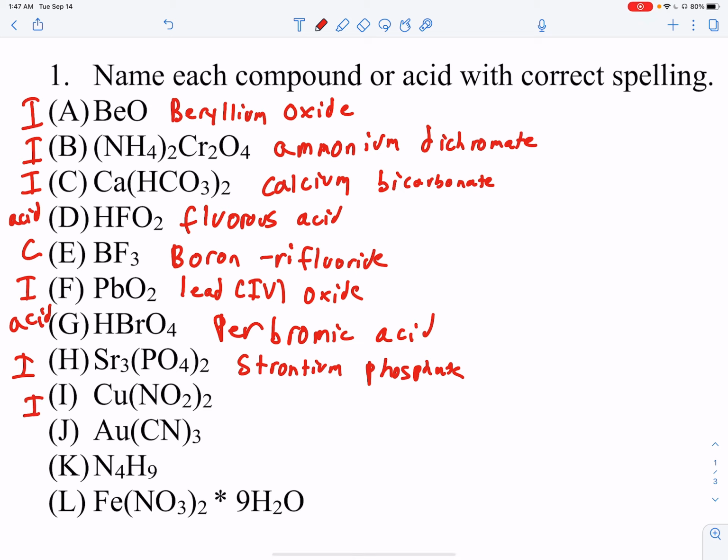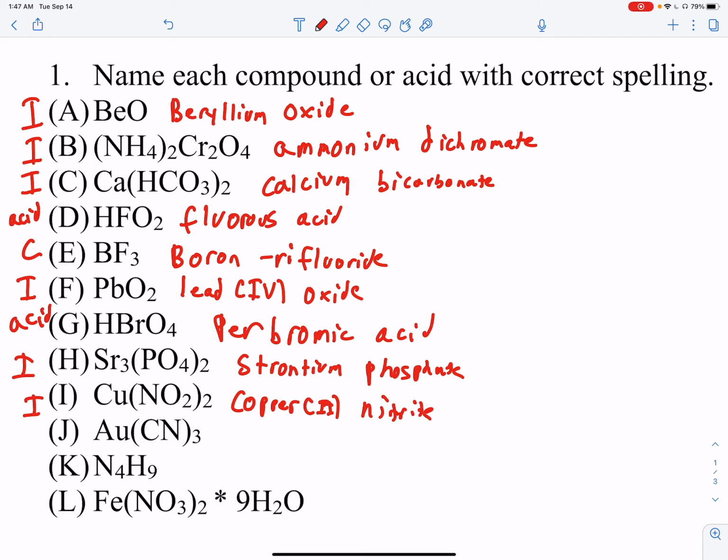Letter I is an ionic compound. Now be careful. Copper, that Cu, is a problem child. It doesn't like to decide, so you have to specify what charge. In this case, it's paired with nitrite, which is a polyatomic ion, which has a -1 charge. So if I have 2 of those nitrite ions right there, that tells me that for every 1 copper atom, I get 2 nitrite ions, each with a -1 charge, meaning nitrite contributes -2 to the whole compound, which means that the copper is going to have to contribute +2. Okay, so this would be named copper 2 nitrite.